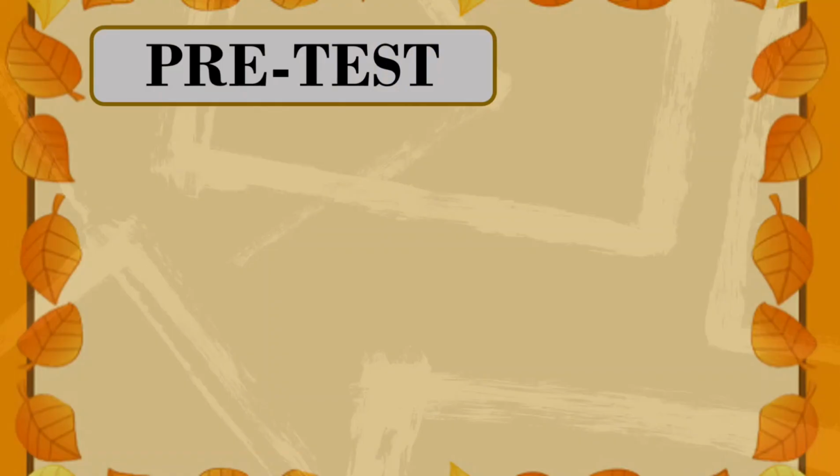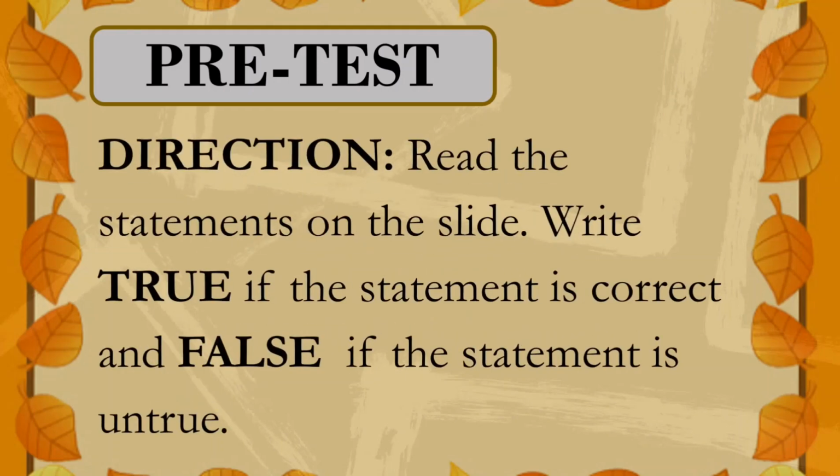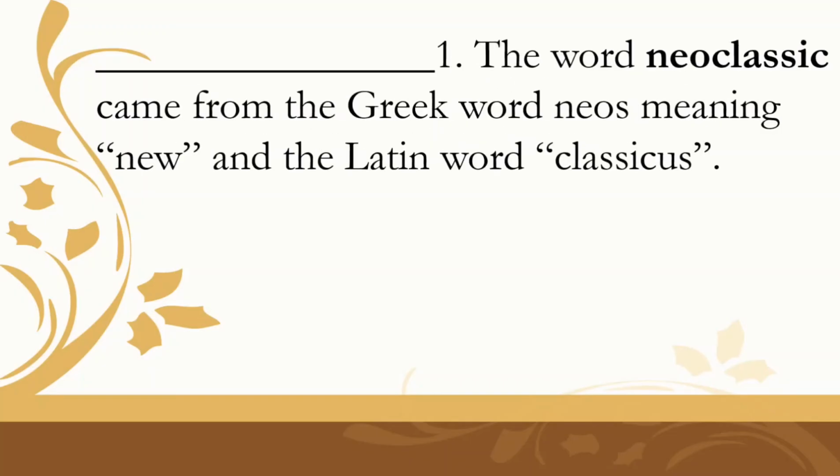Let's start with the pretest. Here, you have to read the statements, write true if the statement is correct, and false if the statement is untrue. 1. The word neoclassic came from the Greek word neos, meaning new, and the Latin word classicus. True or false? The correct answer is true.